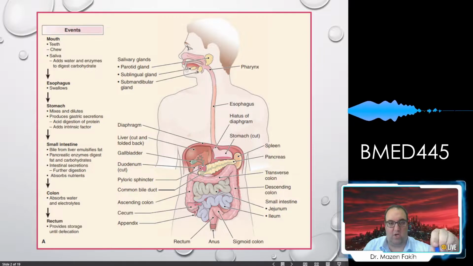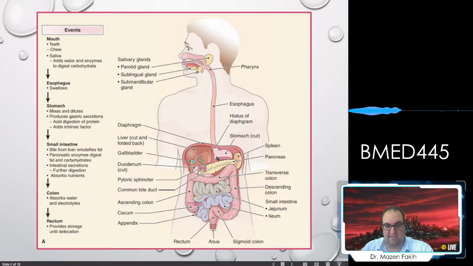The mechanical swallowing happens by the use of the muscles of the pharynx as well as the tongue. So the tongue pushes the food backward, and then there is the reflex to swallow. Once the food goes down, it goes into the esophagus. The esophagus has an area in which it crosses the diaphragm. This we call the hiatus of the diaphragm, or the hiatus of the esophagus. It's the same.